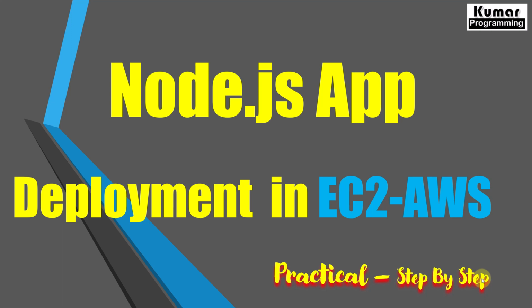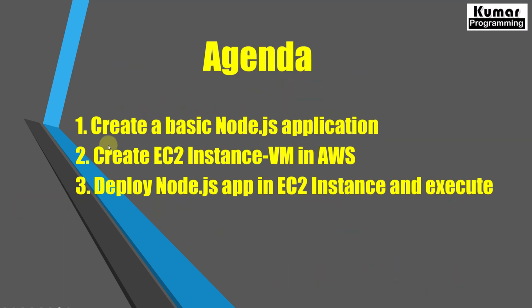So now let's see what is the agenda we have. First of all, we are going to create a very basic Node.js application. Once the application is ready and we are able to run it on our local machine, after that we will create an EC2 instance. That is nothing but a virtual machine in the AWS cloud. And once the virtual machine is ready, we will deploy our Node.js application on the EC2 instance. And finally we will execute it from the EC2 instance.